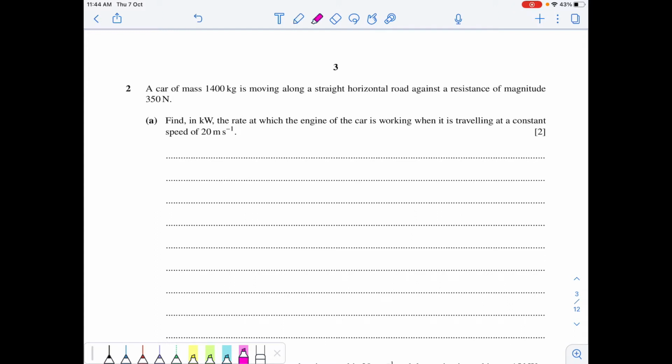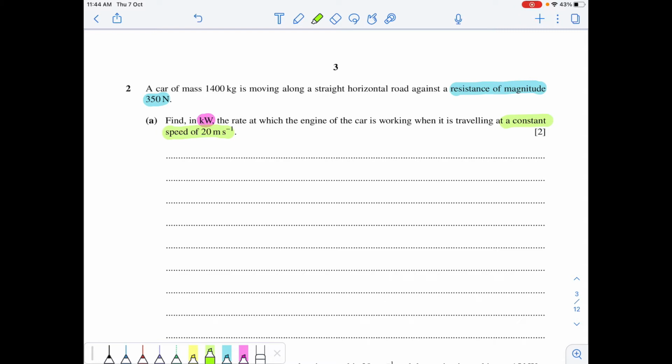So, we are being asked to calculate power, because power is measured in watts, and we will then convert to kilowatts. We have resistance, and we are told that the car is traveling at a constant speed. That's important. Constant speed means constant velocity, so there's no acceleration, and the forces are in equilibrium, which means we can calculate the forces acting on the car.